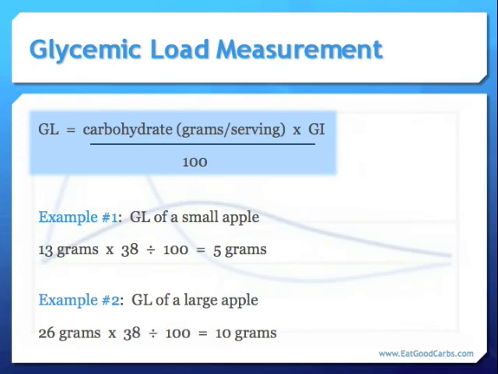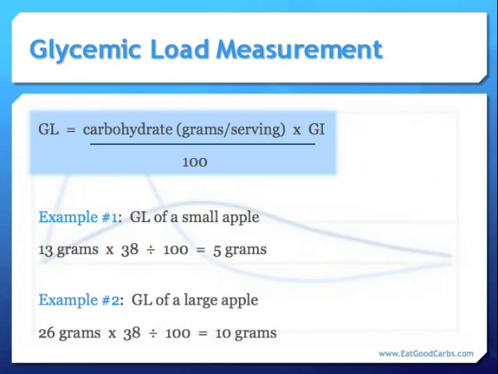Let's look at an apple. Let's say a small 4-ounce apple has 15 grams of carbohydrates. 2 of those are fiber, so we subtract 2 from 15 and get 13 grams of available carbohydrate. That is what the body will actually digest.